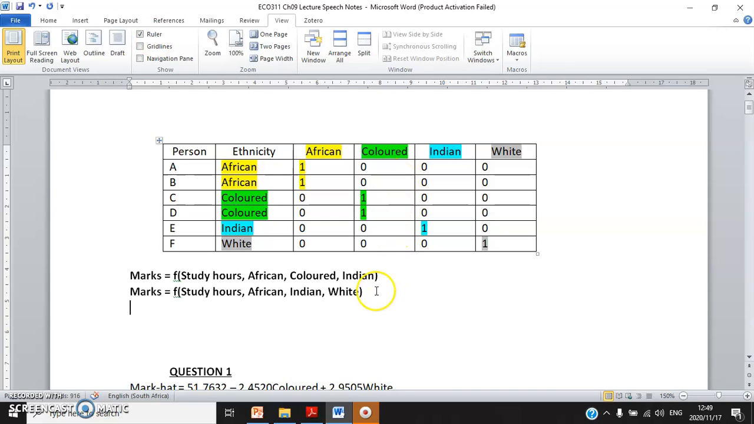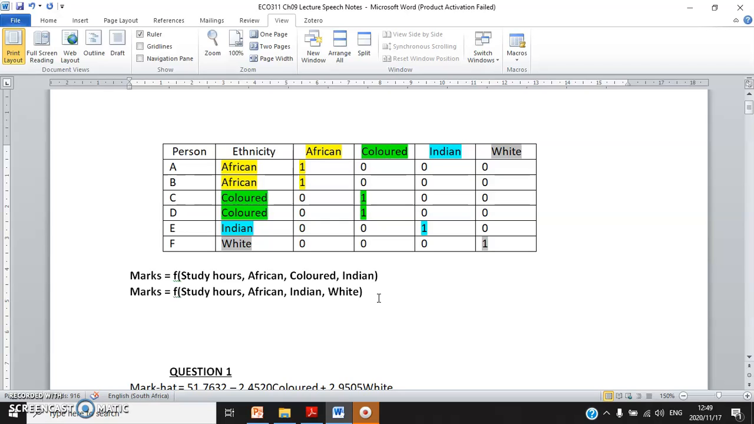Okay, and then similarly, let's say you decide that you have valid reason to include the ethnicity dummy variables, and then again you must leave out one as reference category. Again, it does not matter which one is left out. So I have 2 examples here. The first one, marks explained by study hours, African dummy, colored dummy, Indian dummy. In other words, you leave out the white dummy as a reference category.